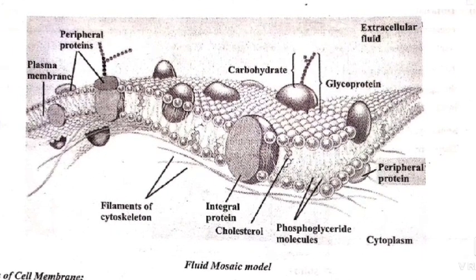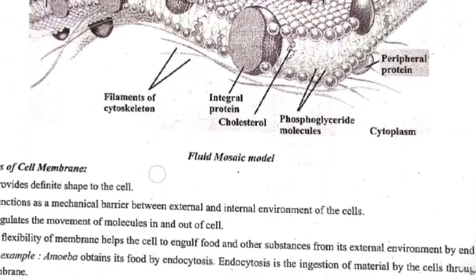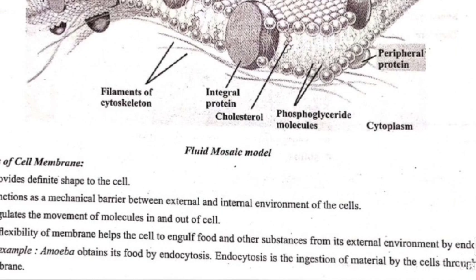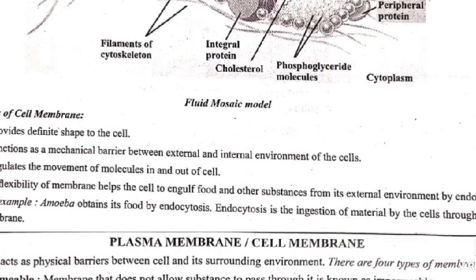Function of the cell membrane. It provides a definite shape to the cells. It functions as a mechanical barrier between the external and the internal environment of the cell. It regulates the movement of molecules in and out of the cells. The flexibility of the membrane helps the cell to engulf food and other substances from its external environment by endocytosis. For example, amoeba obtains food by endocytosis. Endocytosis is the ingestion of material by the cells through the plasma membrane.